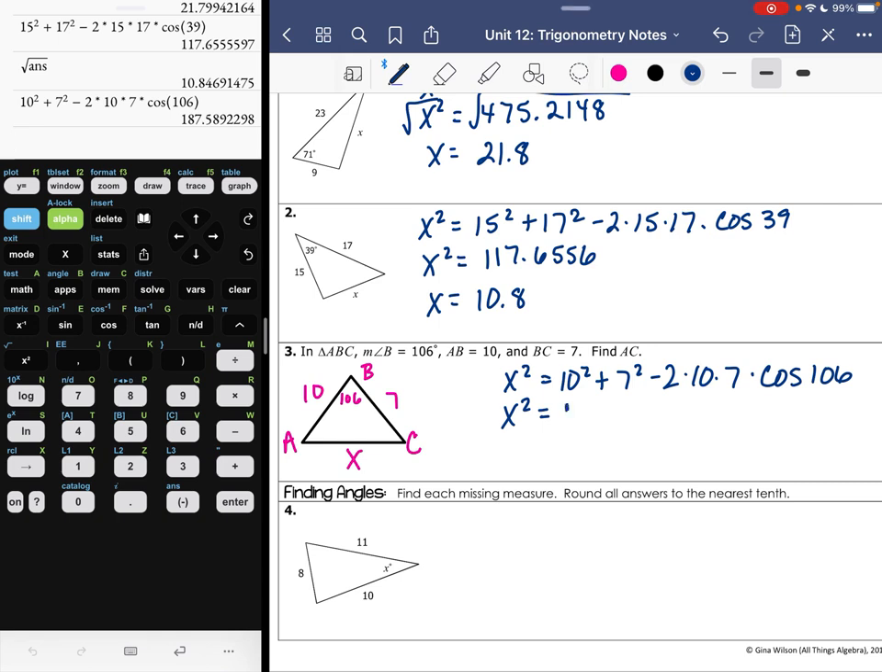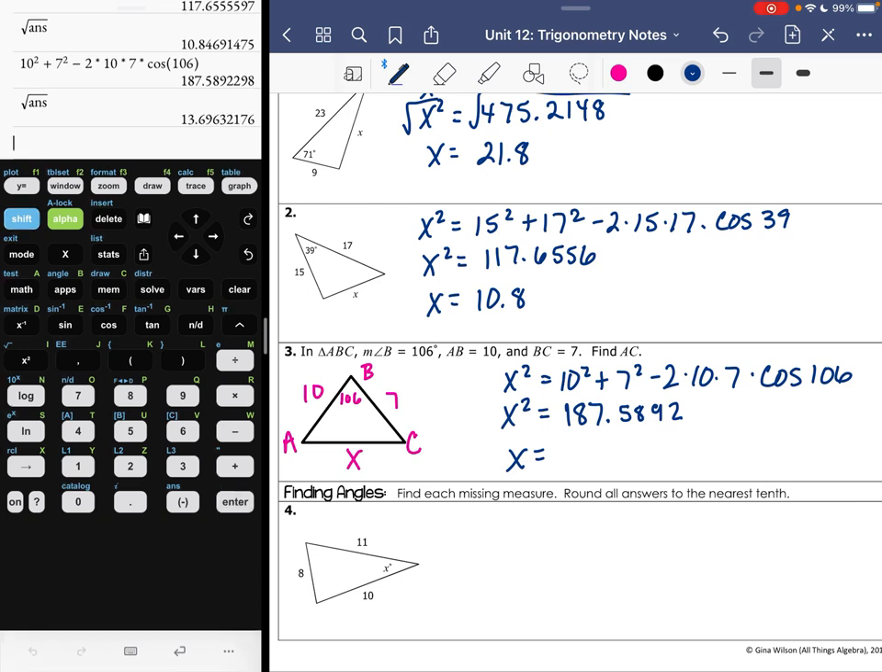All right, so this is 187.5892. When we do the square root, you get 13.7. And then that is that side length.